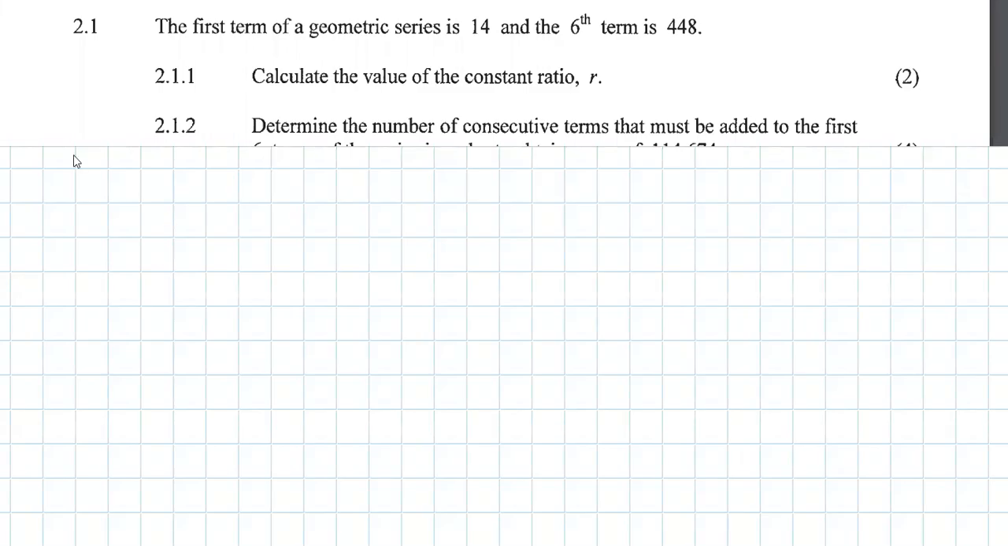This is the CAPS DBE NSC Question 2 of the 2022 November Paper 1. The first term of a geometric series is 14, and the sixth term is 448. So T1 is equal to 14, which is equal to A, and our T6 is equal to 448.